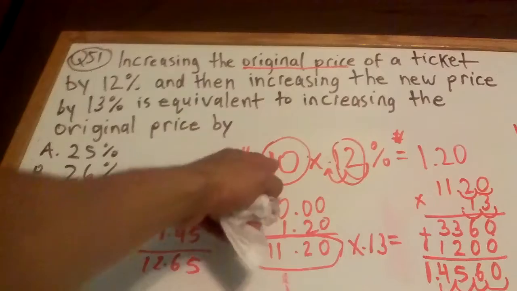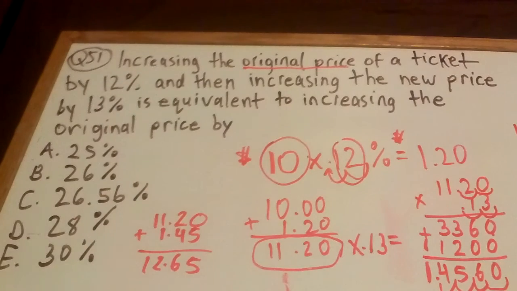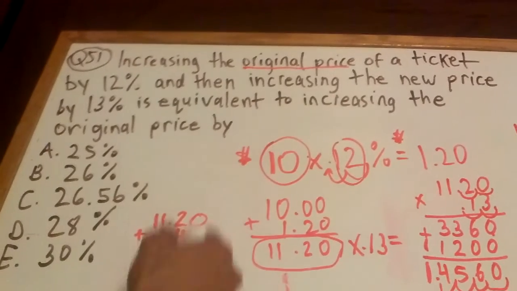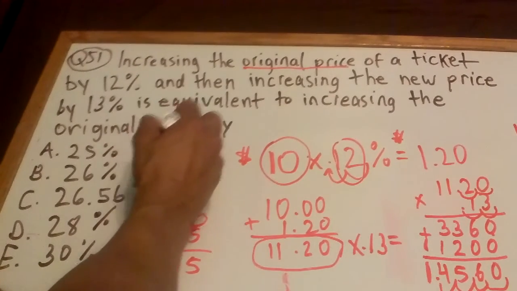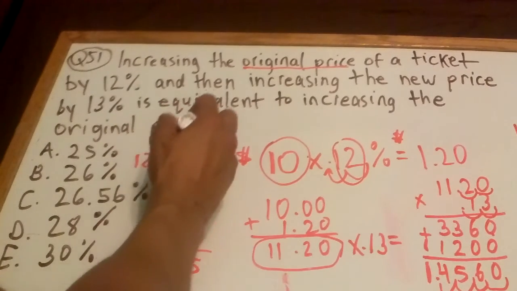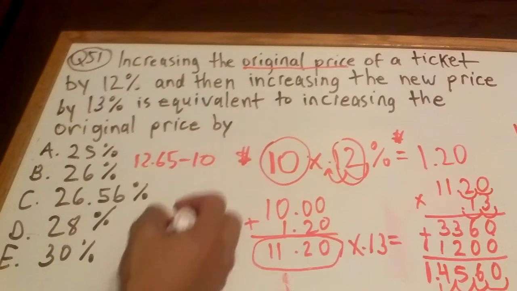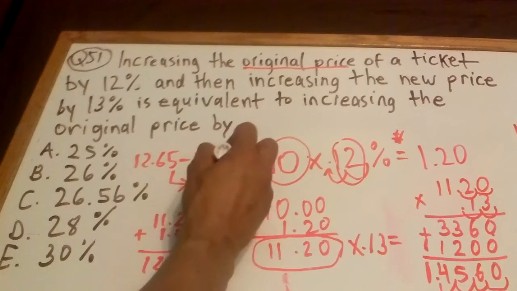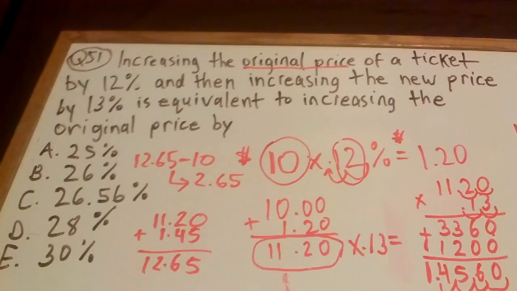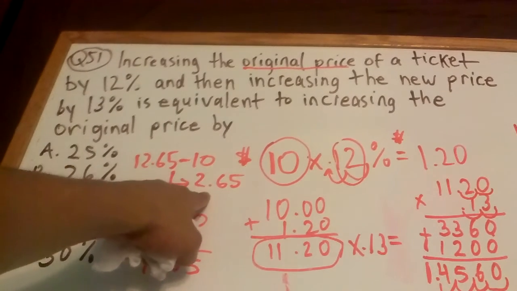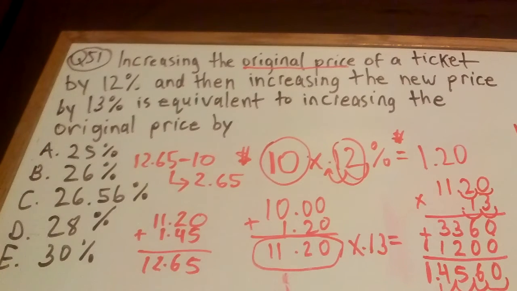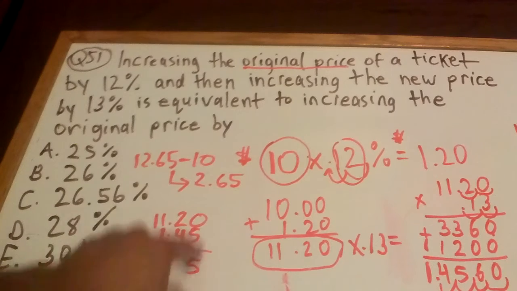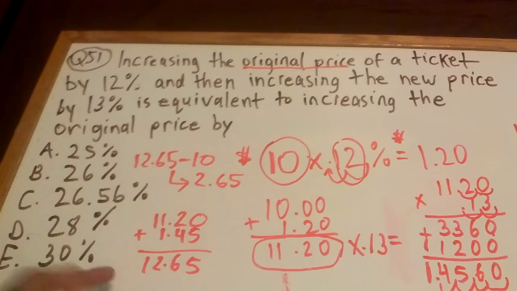But what does the arbitrary thing have to do with this? Well, here's what it has to do. Let's pay attention. We went from 10 to 12.65. So subtract them. 12.65 minus 10. Right? And what does that give us? That gives us 2.65. We went from $10 to, in the end, $12.65, which is $2.65 more than $10.